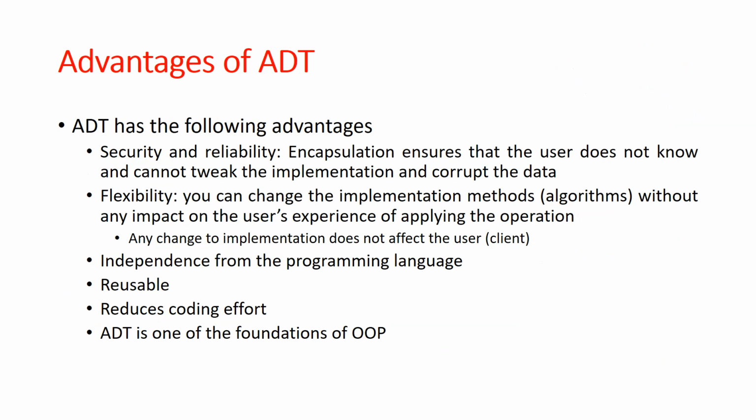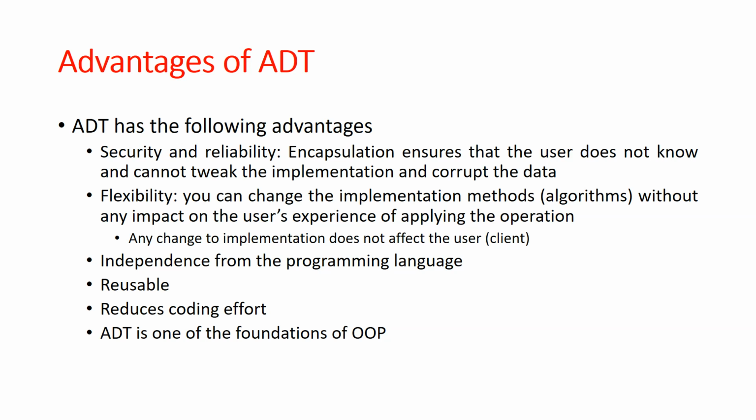So why do we want to have abstract data types? Abstract data type has the following advantages. First of all, it provides some sort of security and reliability so that the user doesn't access what he or she is not supposed to have access to. So for example, when you buy a TV or when you buy a car, you don't necessarily need to know how these systems work, right? And the user cannot corrupt the data, cannot damage the data that he or she is not supposed to have access to. It also provides some sort of flexibility. So basically the programmer can change the implementation, can change the algorithms without any impact on the user's experience of applying the operation.